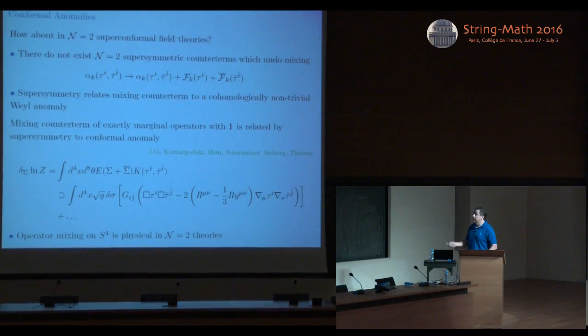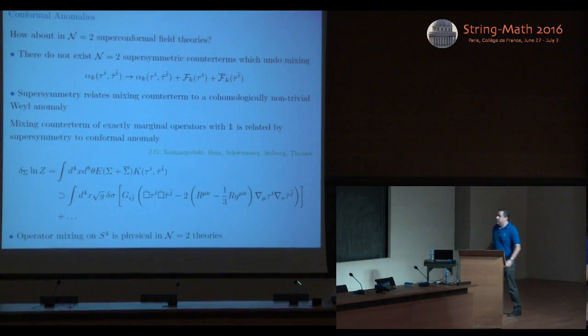More incisively, supersymmetry relates the mixing counter term that we were describing in the bosonic theory to a cohomologically non-trivial Weyl anomaly. Since it's relating it to a cohomologically non-trivial Weyl anomaly, it means that it cannot be undone, essentially by definition. A non-trivial cohomological class cannot be undone by a local counter term. Okay?